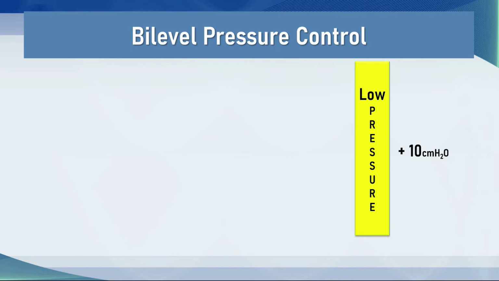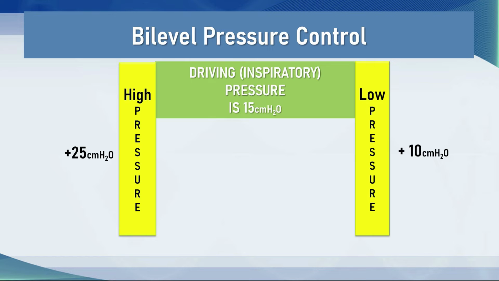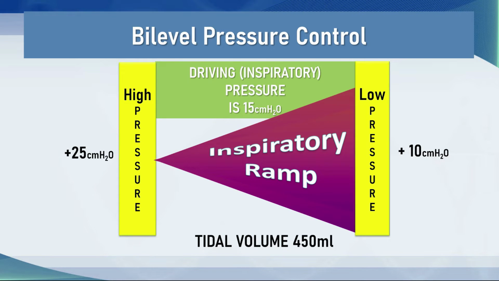And it looks like this. So we have our low airway pressure, it's 10 centimeters of water. We have our high airway pressure, that is 25 centimeters of water. So the inspiratory pressure, or the driving pressure, is 15 centimeters of water, and that's our inspiratory ramp. And that gives us our tidal volume, which is hopefully 450 mils for our standardized patient.